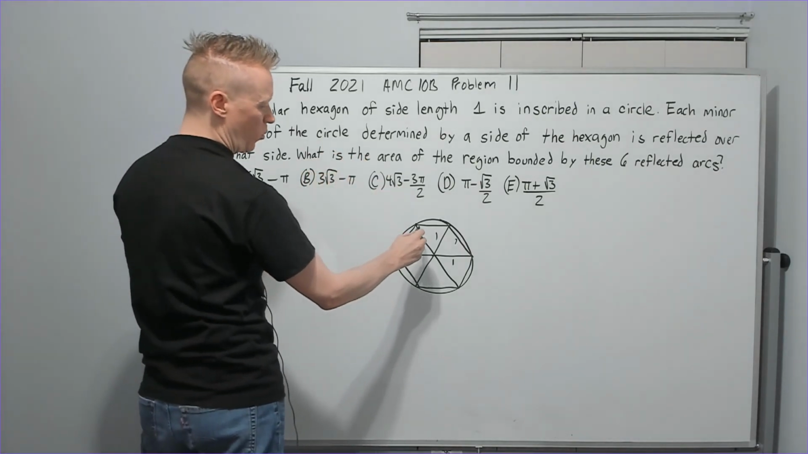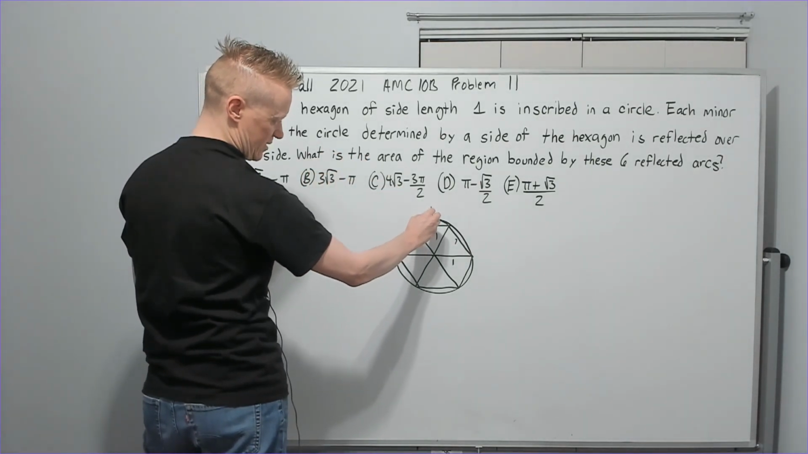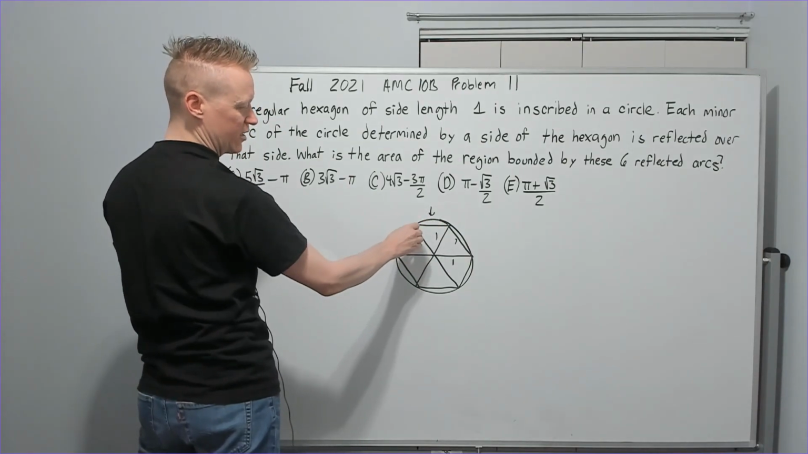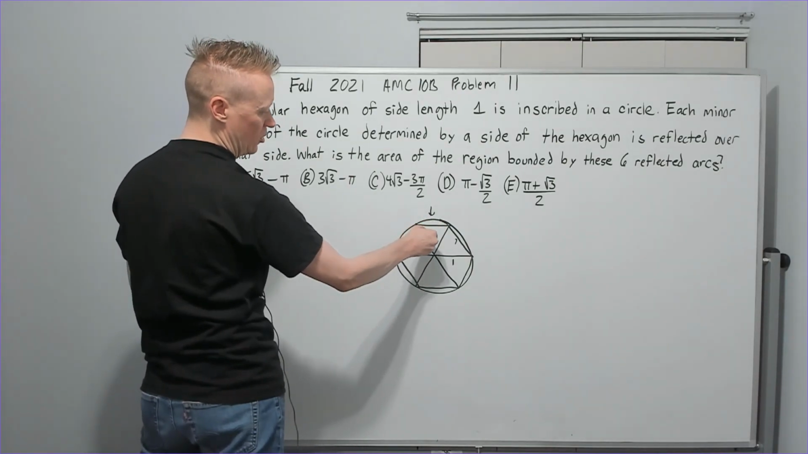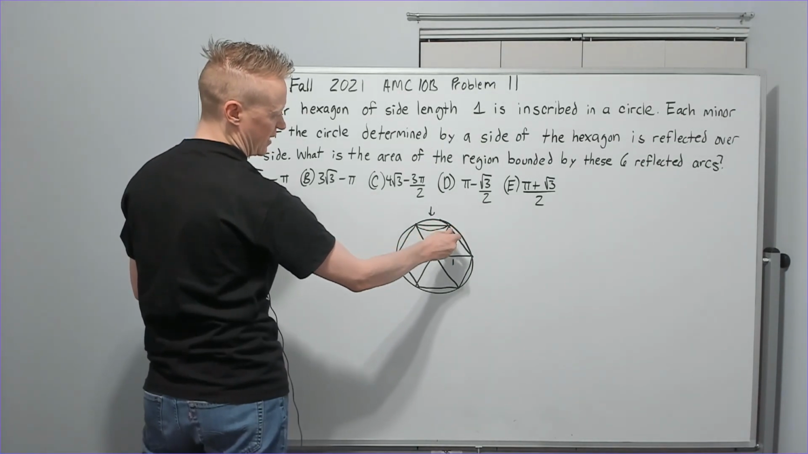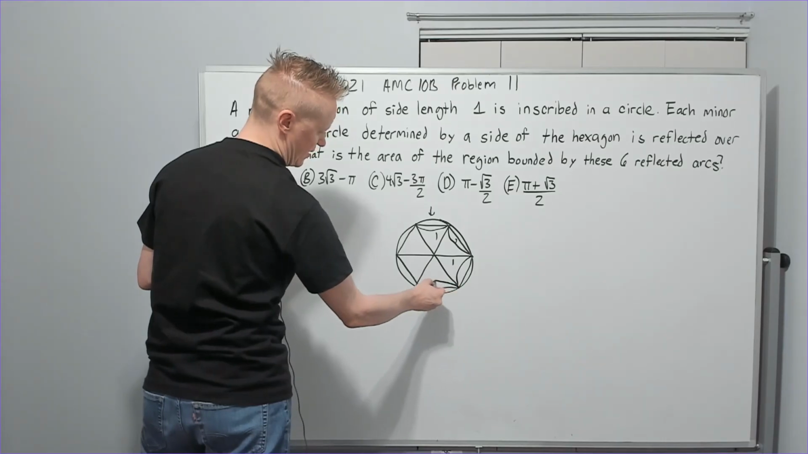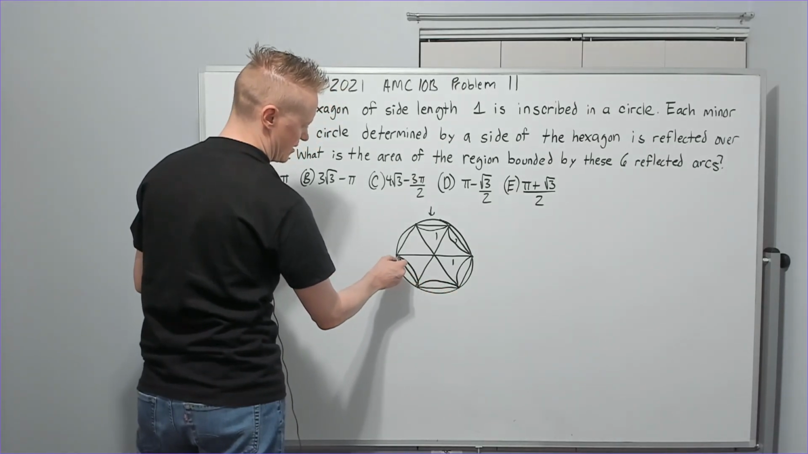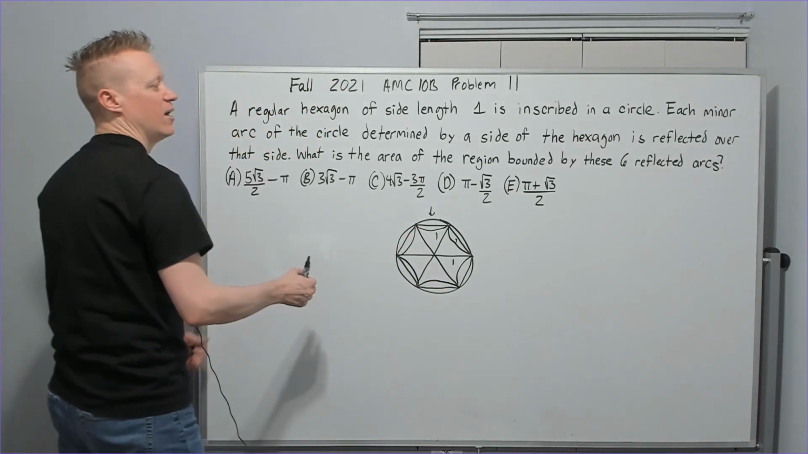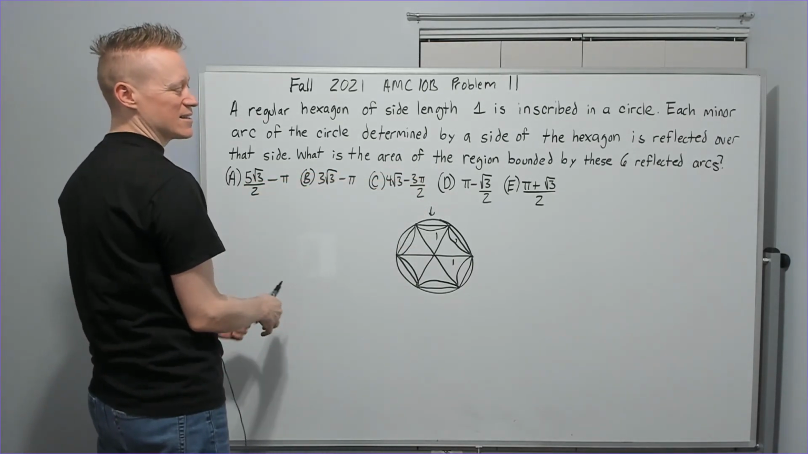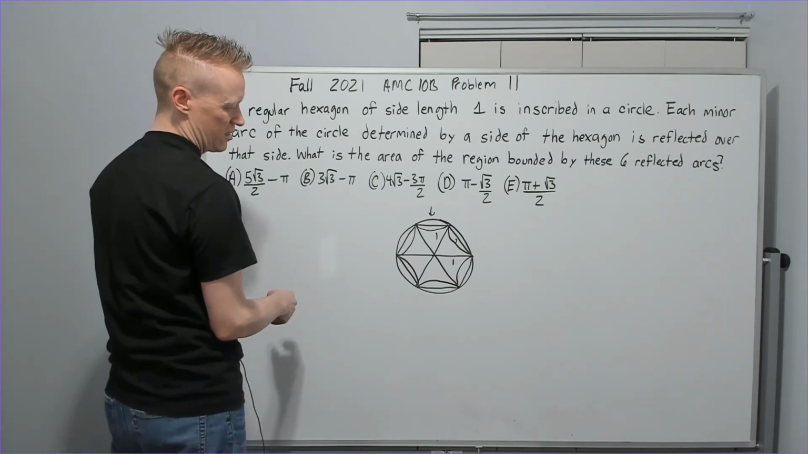Now we're going to take what? We're going to take this part, this segment right here, which is this part above the triangle, and we're going to reflect it over like this. Okay? And like this. And like this. And like this. And like this. And like this. Okay. What is the area of the region bounded by these 6 reflected arcs?